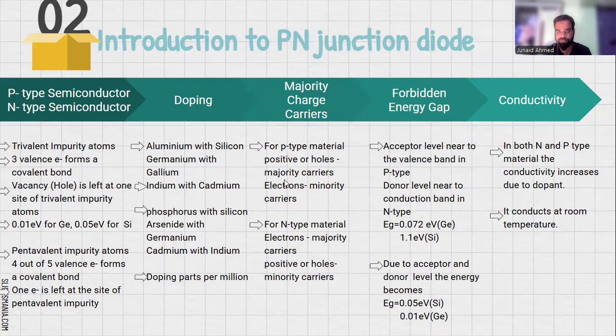Majority charge carriers means here, for p-type semiconductor, positive charges or holes are majority charge carriers. So these are higher in number compared to electrons. For n-type material, electrons are majority charge carriers, and positive charges or holes are minority charge carriers. The forbidden energy gap in p-type semiconductor is called the acceptor level.